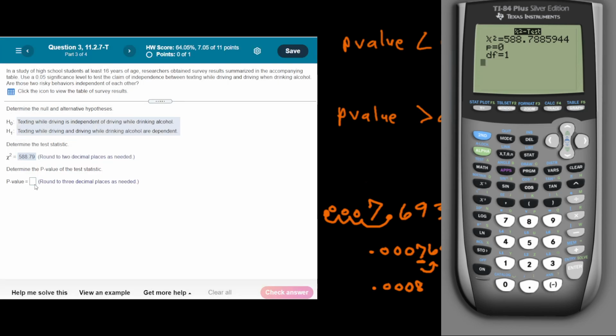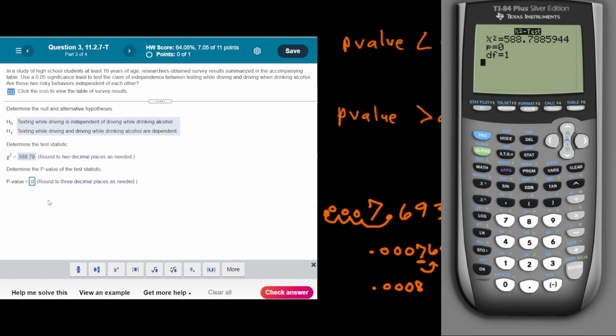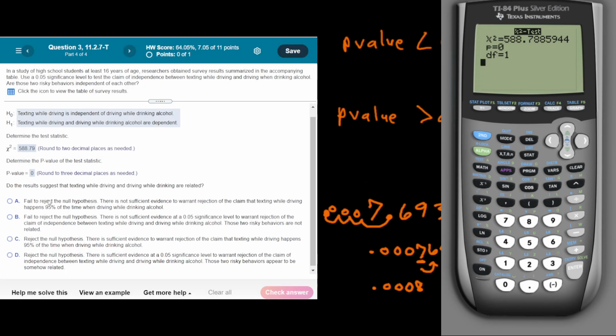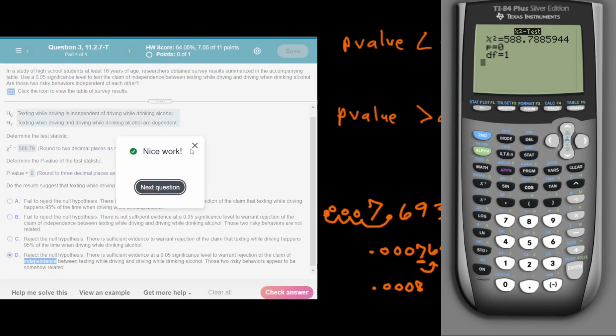Got it. P-value, 0. So yeah, you know we're going to reject. All right, so we're definitely going to reject. So it's not going to be A, it's not going to be B. This says reject the null, but look at that other nonsense about 95% of the time. No. This is what we came here for. The word independence. Yeah, good stuff, good stuff.